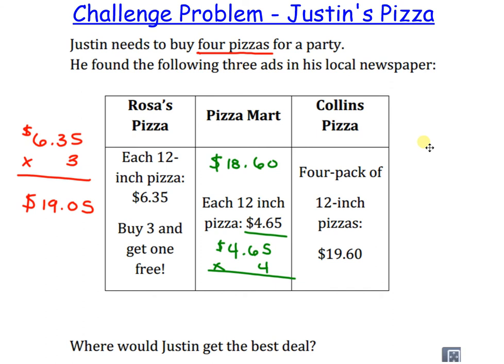Let's move over to Colin's Pizza. So Colin's Pizza, we don't have to do much computation because it sells a 4-pack of pizzas for $19.60. So we have $19.60, $18.60, or $19.05. Where should Justin go? Well, from the looks of it, he would save a little bit of money if he went to Pizza Mart to buy the pizzas for his party.